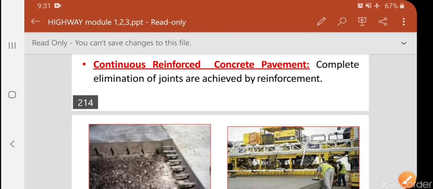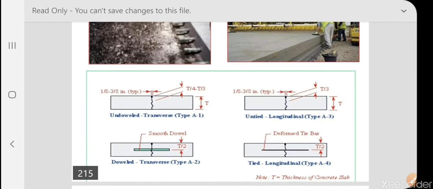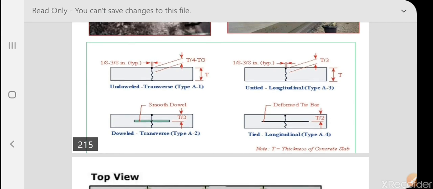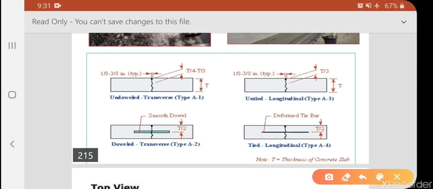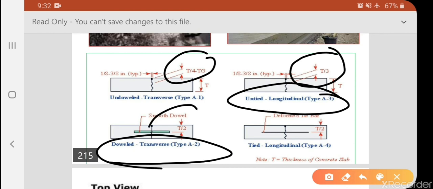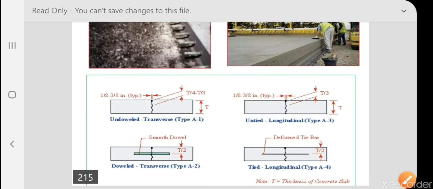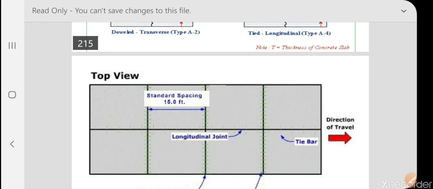Next one, continuous reinforced concrete pavements. Complete elimination of joints is achieved by reinforcement. In this picture you can see type A1, A2, A3, A4. A1 is nothing but undoweled, where the thickness is divided by T by 4. In longitudinal, the thickness is divided by T by 3. In dowel transfers, T by 2. Here longitudinal T by 2. This is the difference between the flexible and the rigid pavement.